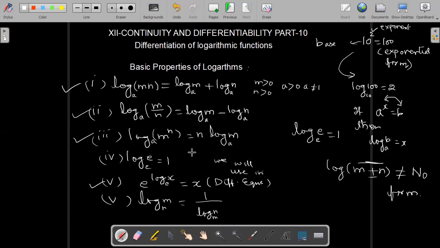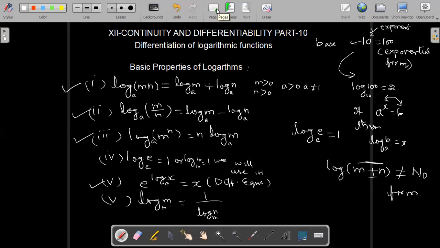This will be interchanged. Okay. And as I told you, log 10 to the base 10, log e to the base e, or log a to the base a, is always equal to 1. So same base, same value will give you the value of log as 1. So these are some basic properties of log. Then we have now differentiation of logarithmic function.